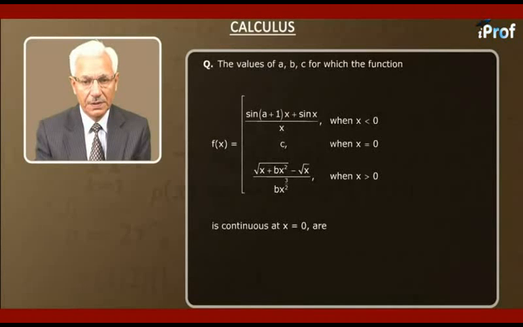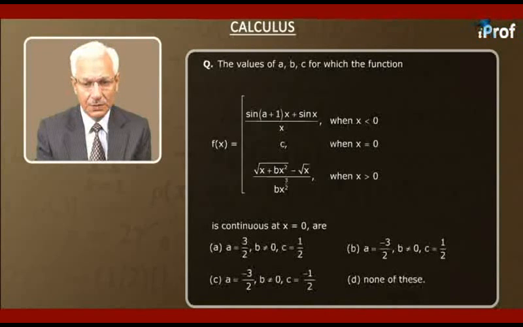Now we have defined the derivability and continuity of functions. We take up some questions now. The values of a, b, c, for which the function f(x) equals sin((a+1)x) + sin x over x when x is less than 0, c when x is equal to 0, and (sqrt(x + bx²) − sqrt(x)) over (b x^(3/2)) when x is greater than 0, is continuous at x equal to 0.